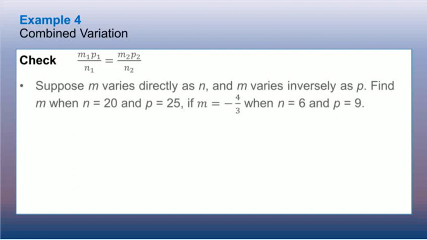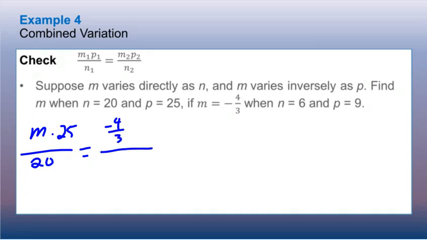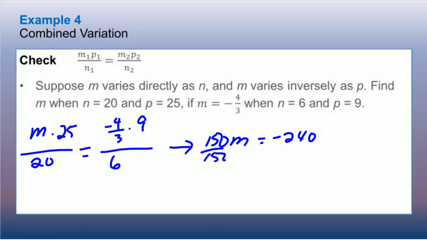Another one. So we need to find m when n is 20 and p is 25, if m is -4/3 when n is 6 and p is 9. So this one I would have 25 times 6 times m, which is 150m, equals 20 times -4/3 times 9, which gives us -240. Divide by 150.